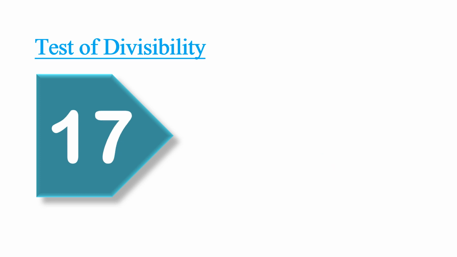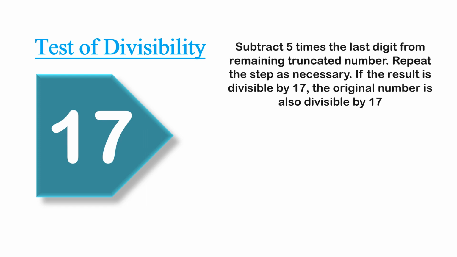Test of divisibility of 17. Subtract 5 times the last digit from the remaining truncated number. This process will be repeated till we get the result which is divisible by 17. Let's understand with an example.